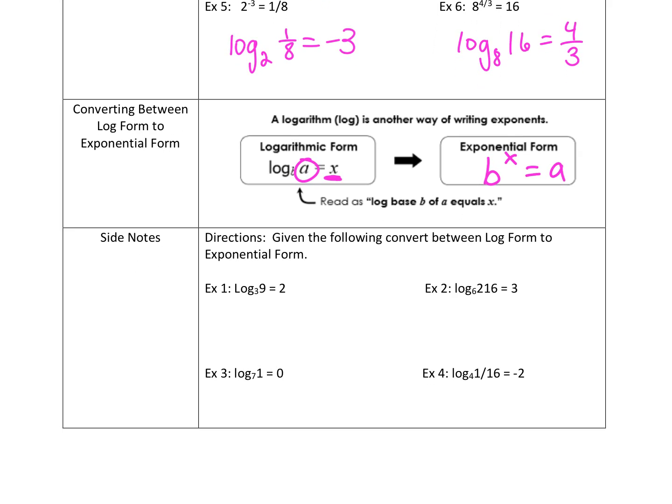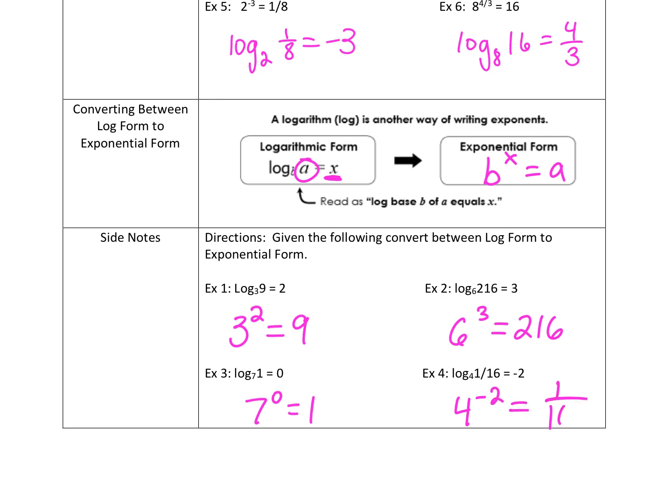Okay, I'll do example 1 for you. This would be 3 to the second power equals 9, which makes sense. We know that's true. Okay, pause right here, take about a minute. I want you to do 2, 3, and 4. Okay, number 2 should have been 6 cubed equals 216. Number 3, 7 to the 0 equals 1. And lastly, number 4, 4 to the negative 2 power equals 1 over 16.